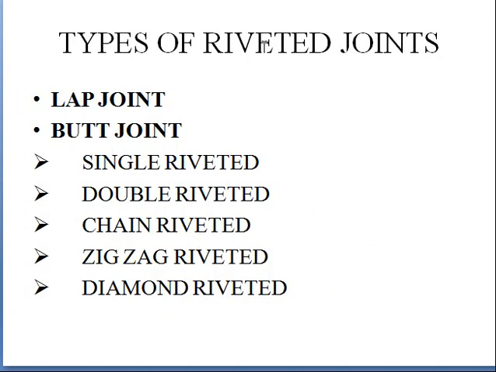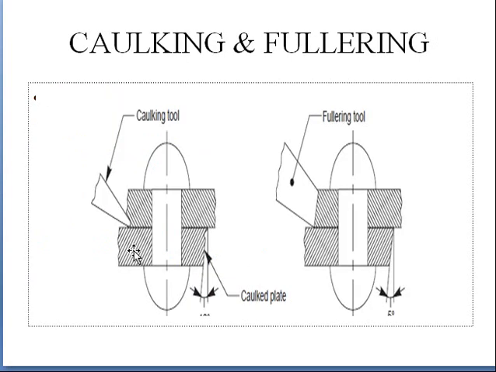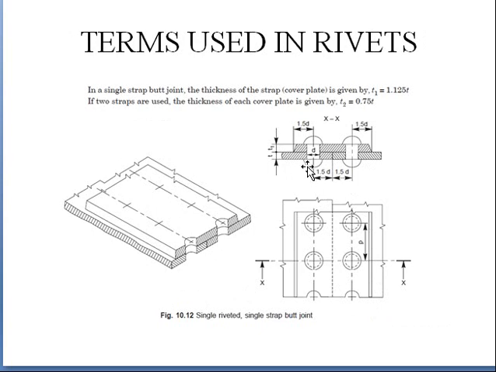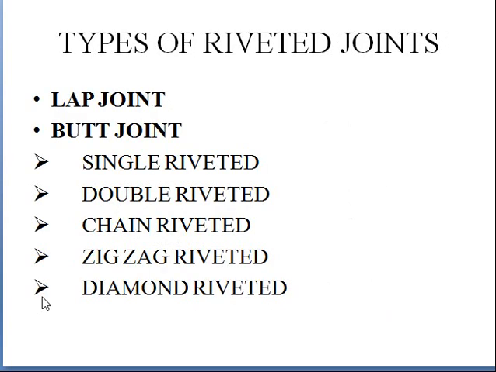So here are the different types of joints: lap joint, butt joint, single riveted lap joint, double riveted joint, chain riveted, zigzag riveted, and diamond riveted. As I told in the previous slides, a lap joint is if one plate overlaps over the other plate. So what you are finding here is a lap joint, and joining of two plates in sideward direction is called a butt joint.